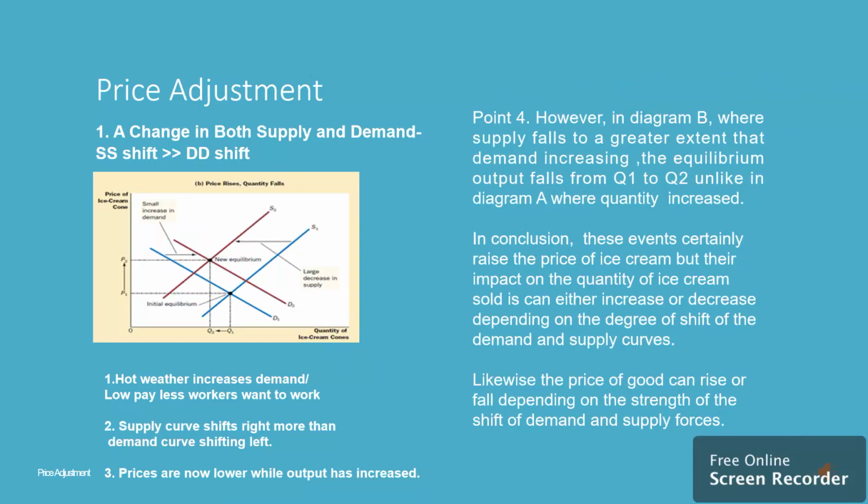However, in diagram B, where supply falls to a greater extent than demand increasing, the equilibrium output falls from Q1 to Q2, unlike in diagram A where quantity increased. In conclusion, these events certainly raise the price of ice cream, but their impact on the quantity of ice cream sold can either increase or decrease depending on the degree of shift of the demand and supply curves. Likewise, the price of a good can rise or fall depending on the strength of the shift of demand and supply forces.